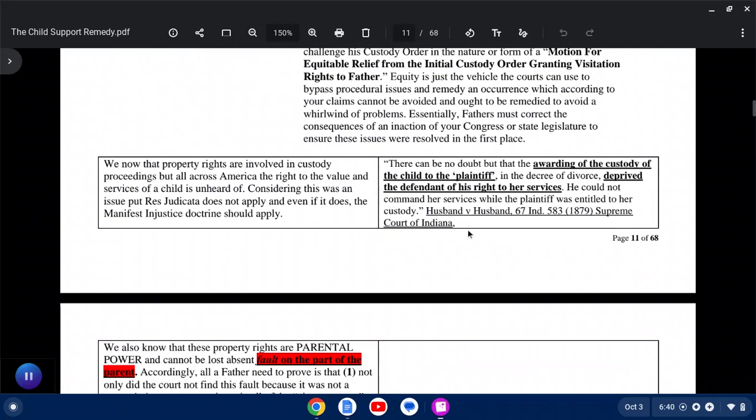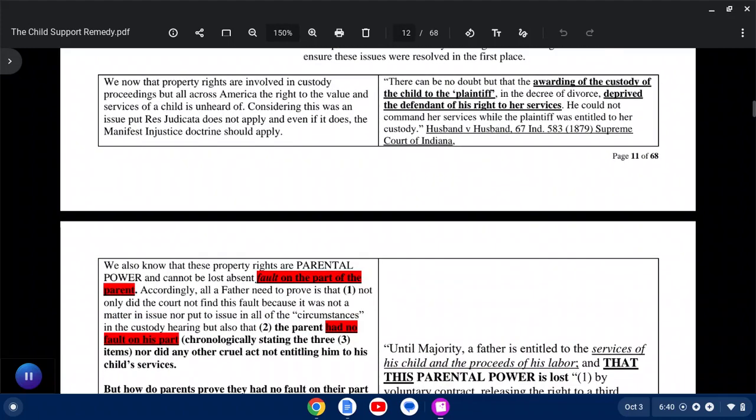There can be no doubt but that the awarding of custody of the child to the plaintiff in the decree of divorce deprived the defendant of his right to her services. He could not command her services while the plaintiff was entitled to her custody. Okay, 1879.